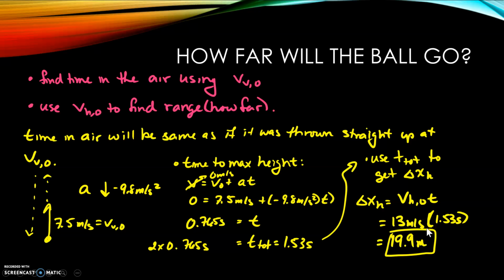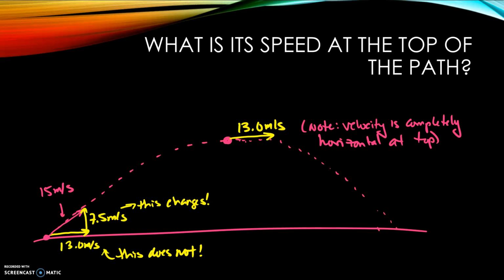Okay. All right, then this last question, what is the speed at the top of this path? This one's actually really, really simple. Okay, it's a conceptual type of answer. So we have this ball being kicked at 15 meters per second, and then you're given the upward part, and you're given the sideways part. And just remember, this upward part changes. Okay, it's going to change.